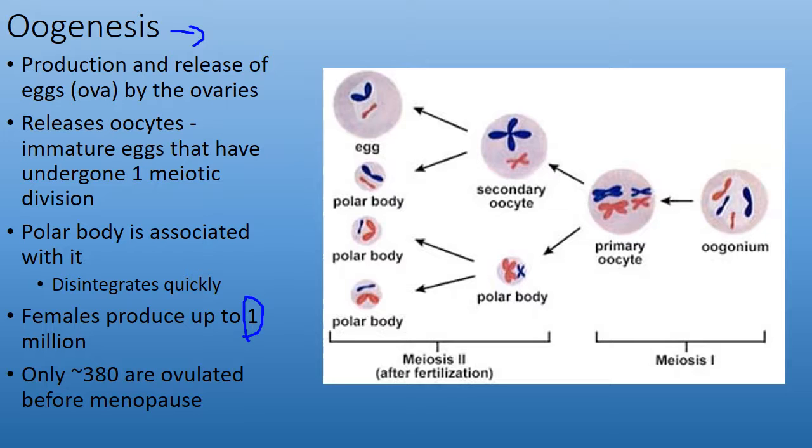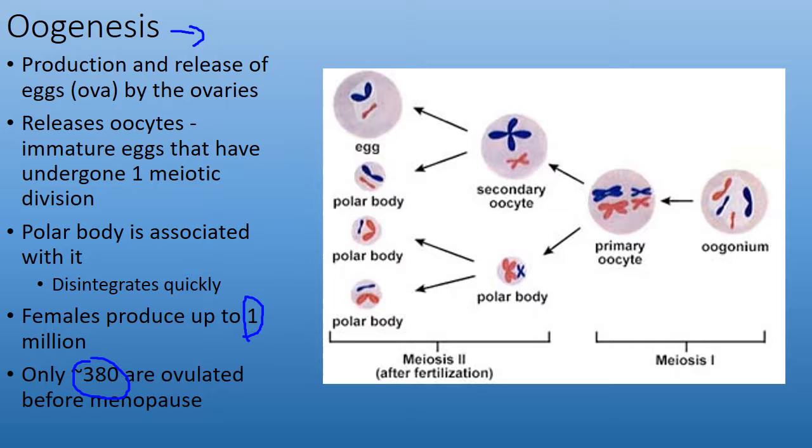And over a woman's lifetime, out of those 300,000 eggs, a female will only ovulate approximately 300 to 380 before menopause occurs. So taking a look at the maturation and the preparation of these egg cells, you can see that there's only a small percentage that will actually be released in hopes of fertilization.